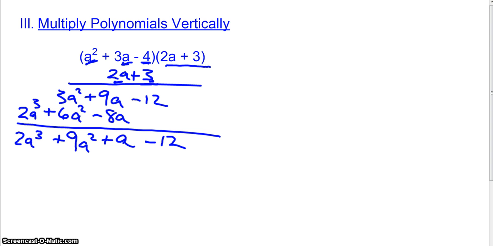Okay? So when you're doing your assignment today, try vertical multiplication, and then, of course, you'll be doing some horizontal multiplication too. So it would be a third degree 4-term polynomial.